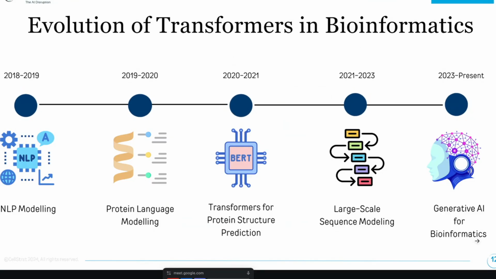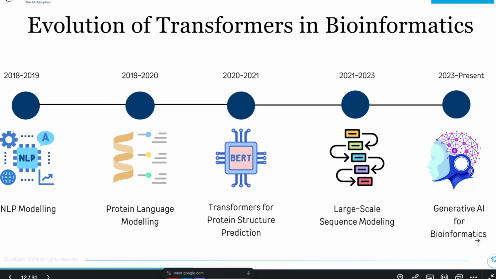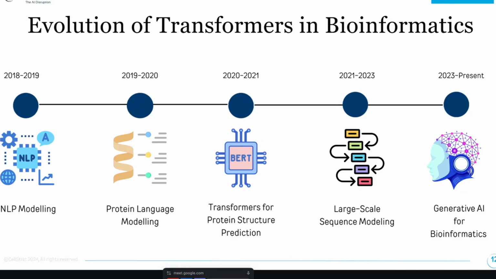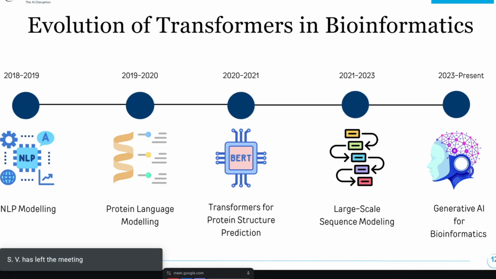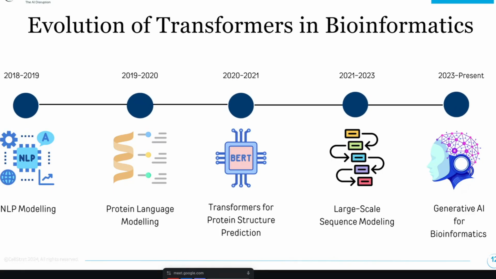Okay, so now we will talk about the evolution of transformers in bioinformatics. In the previous course, we had talked about the evolution of transformers in drug discovery, but now specifically for the bioinformatics use case. So this is like a timeline. In 2018 to 2019, the first adoption of NLP models for protein sequences was introduced. This was inspired by NLP advancements like BERT and GPT models, and researchers applied self-supervised learning to biological sequences.